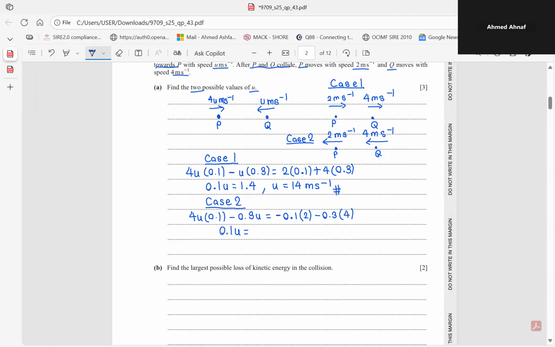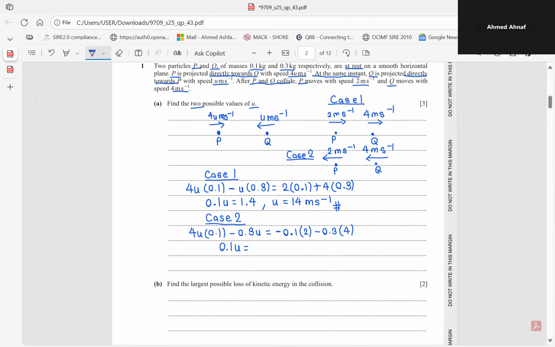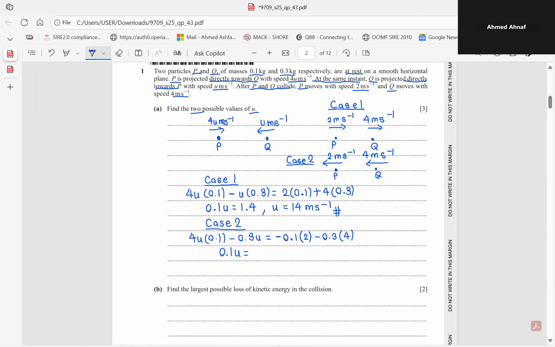So, okay, let me see. Oh, wait, sorry. Oh, it is possible that they could be moving in opposite directions.